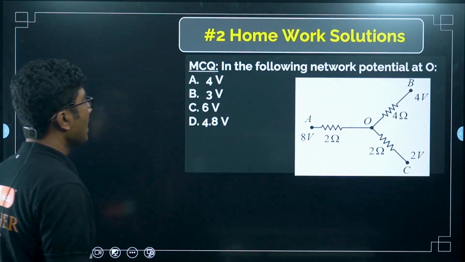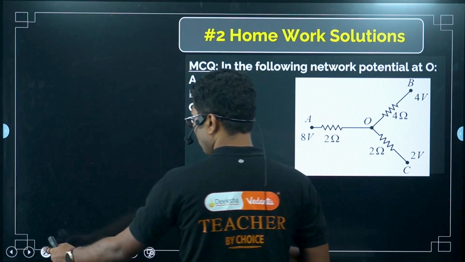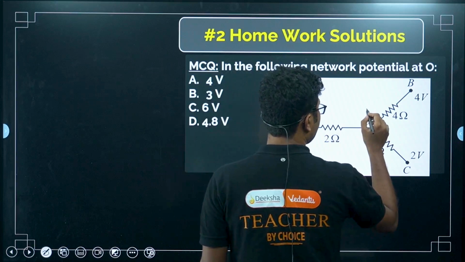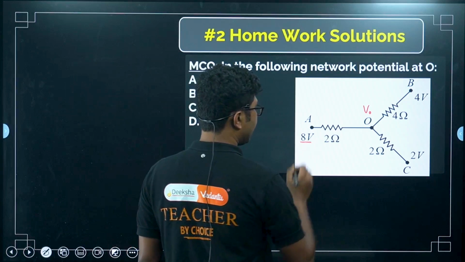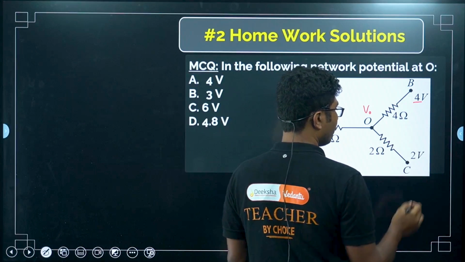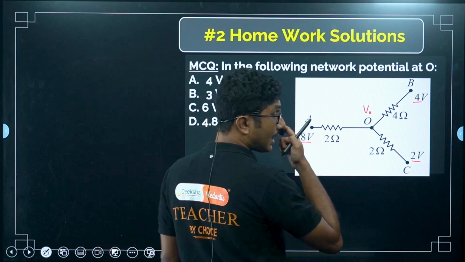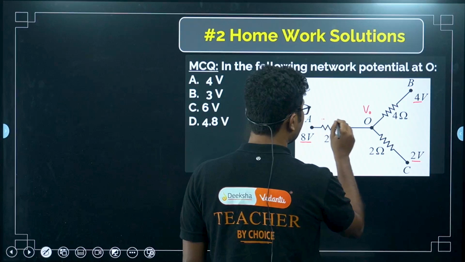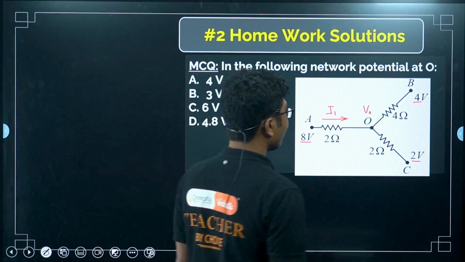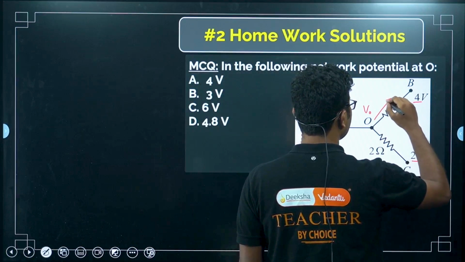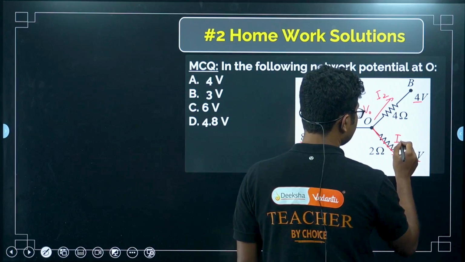Now next question, in the following network, find the potential at O. Suppose the potential at O is VO. Now if you see here, the potential is 8. At this end the potential is 4. At this end the potential is 2. It is given such a way that you can identify the direction of current. From this branch current is flowing in this direction, so I will say I1. From here to here current flows in this direction, I2, and from here to here current flows in this direction, I3.